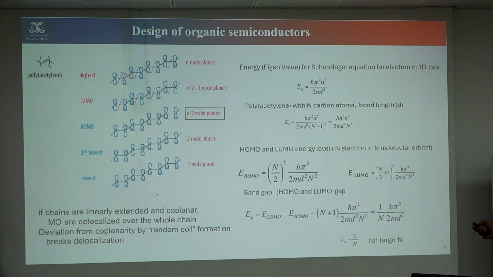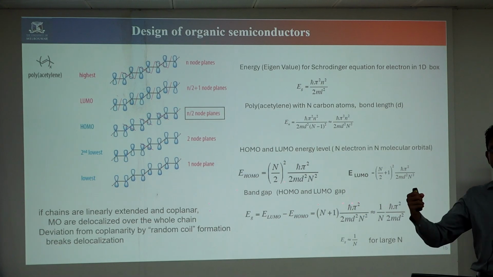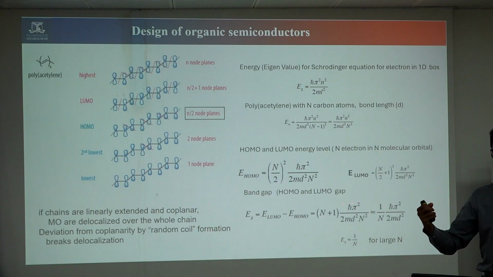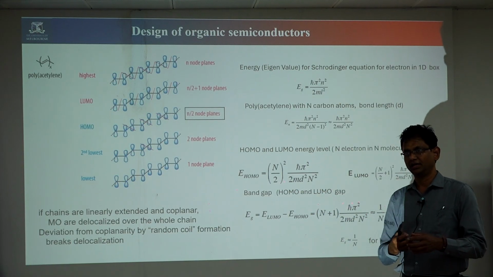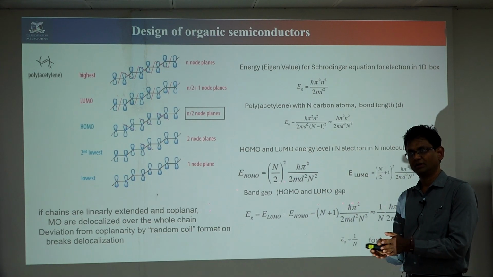So that's one, proved from the Schrodinger equation. You can say Eg equals 1 by n. That's why when you design the molecule, we need to increase the conjugation length so that we can get the required band gap. So we can have a question: if you have some thousand units, can you get a band gap of 0?